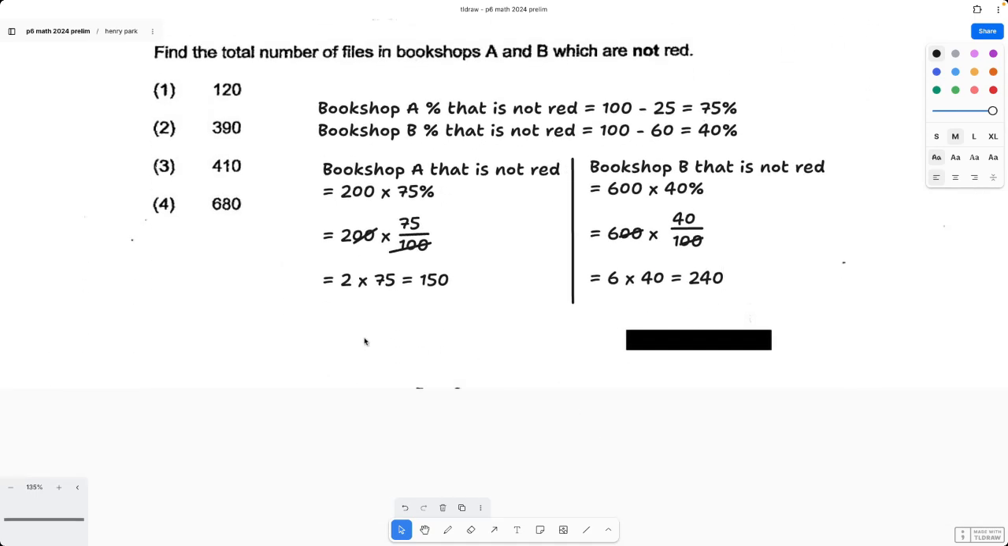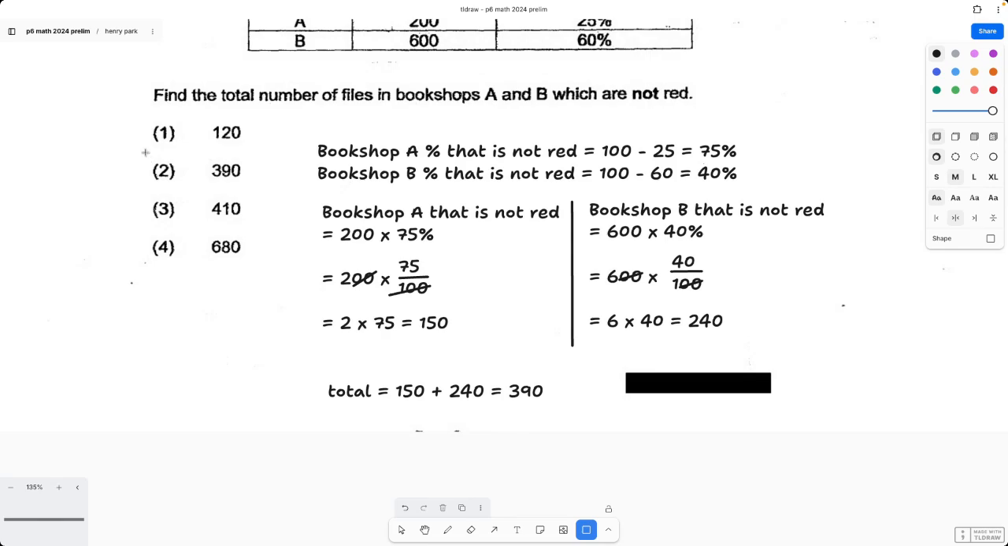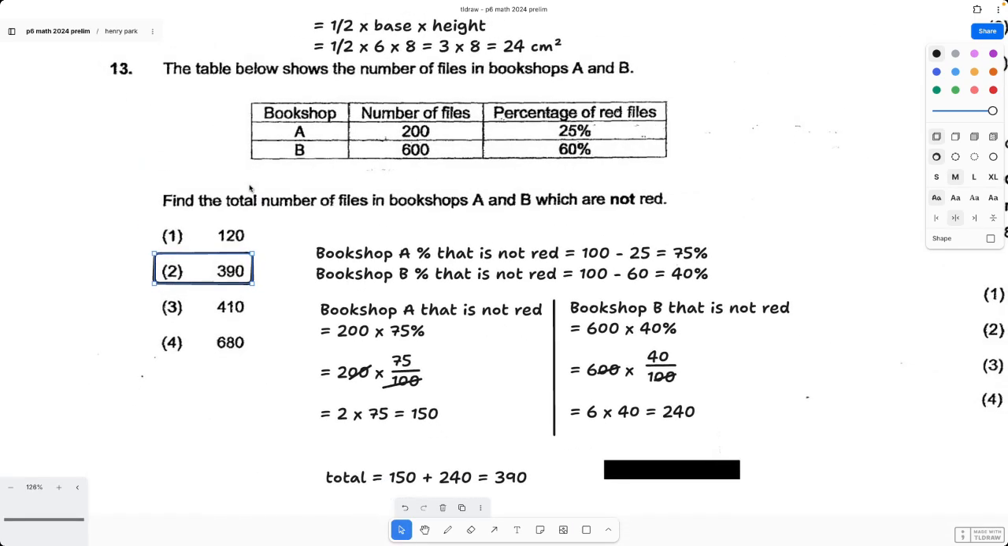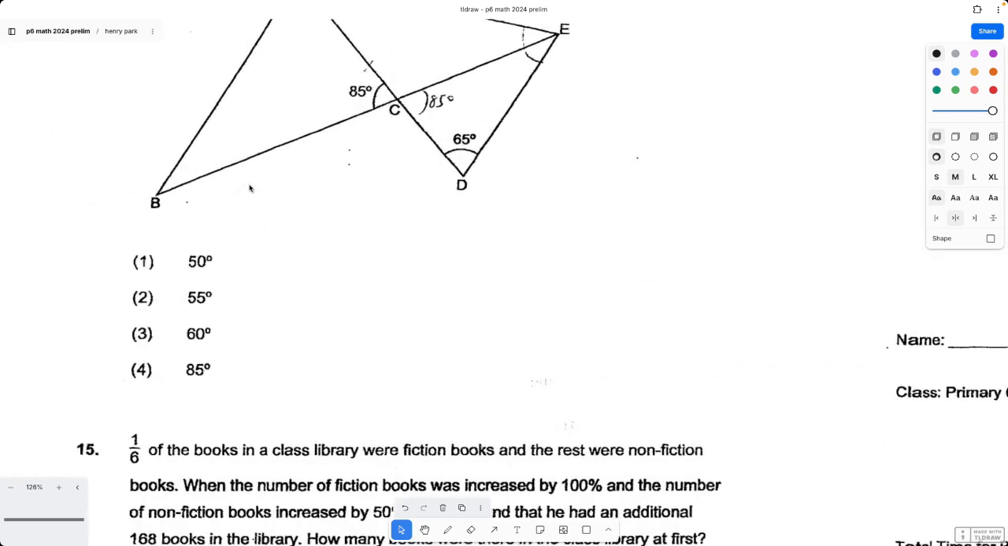240. So that means the total over here is equal to 150 plus 240 is equal to 390. So that will be option number 2 over here. Alright, so that's for question number 13. Okay, let's move on to question number 14.